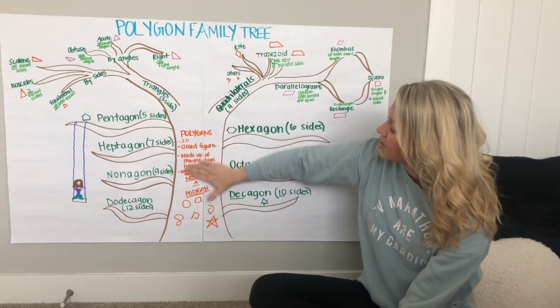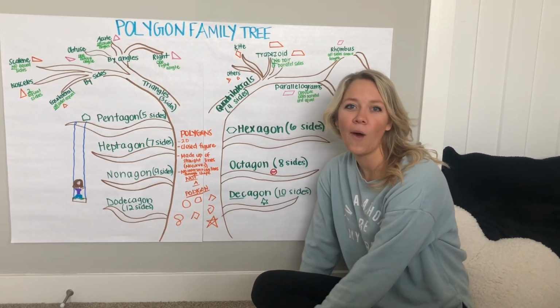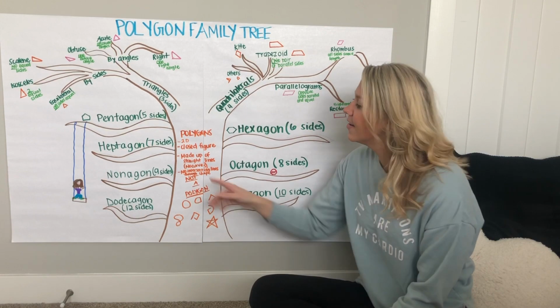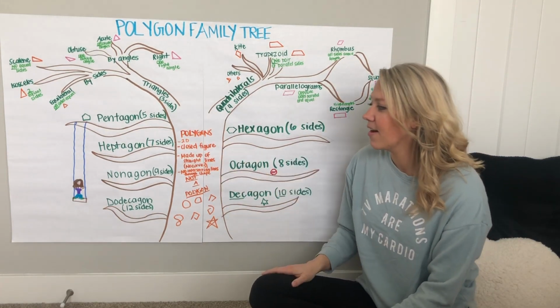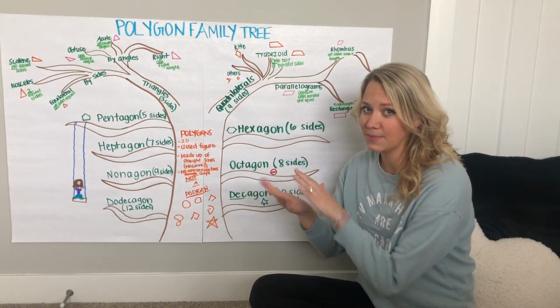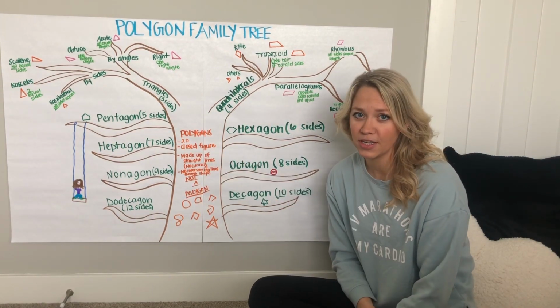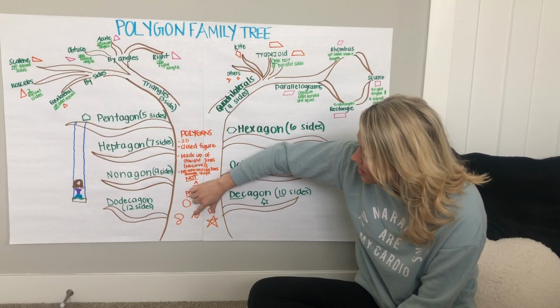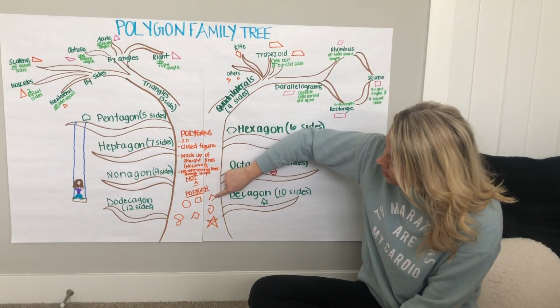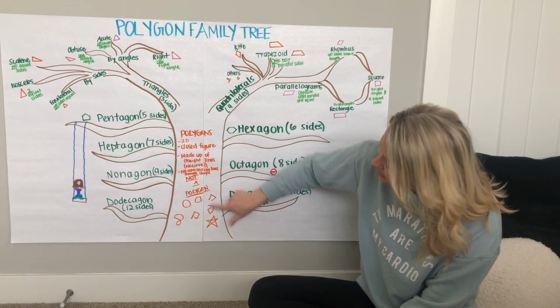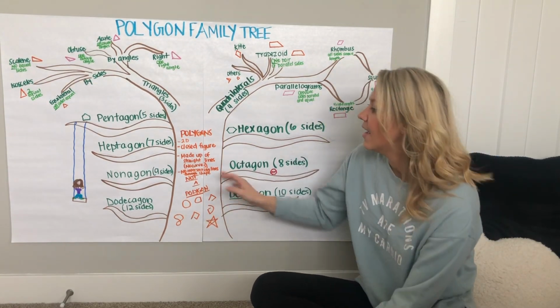I wanted to put some things about what a polygon is, what makes a polygon. So to be a polygon, it has to be a 2D or a flat figure. It needs to be a closed figure, so it can't have any pieces that aren't connected together. So for example, these two down here and this one, they're not connected, so that can't be a polygon.